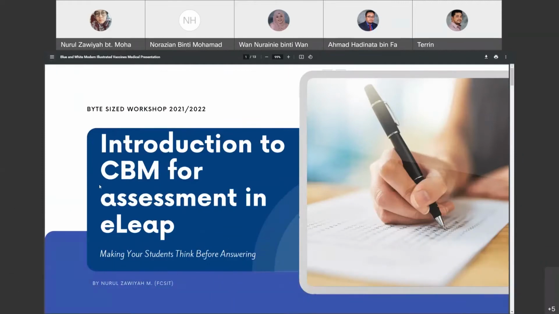So, introduction to CBM for assessment in eLEAP. Like I've said just now, CBM is already there in our eLEAP, but it is underutilized. So I would like to introduce this function for us, and I will demo in eLEAP after we go through some of the introduction.